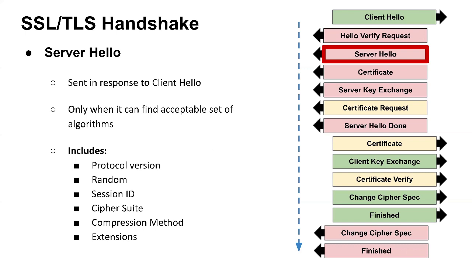The server hello is up next. This is sent in response to the client hello when the server can find an acceptable set of algorithms and it agrees on some of the other things in the client hello. So it includes the protocol version that it's chosen to use, the random value, the session ID that it's assigning to this connection, the cipher suite that the server wants to use and has chosen, the compression method that has been chosen, if any, and then also some extensions can come back as well.